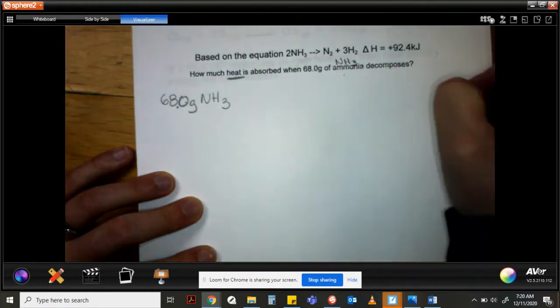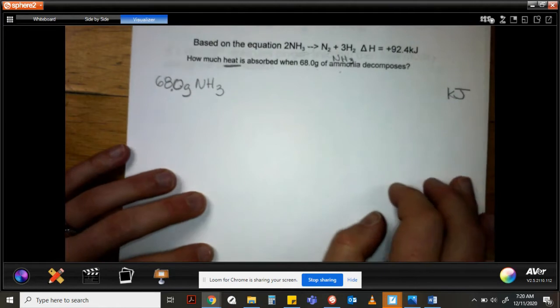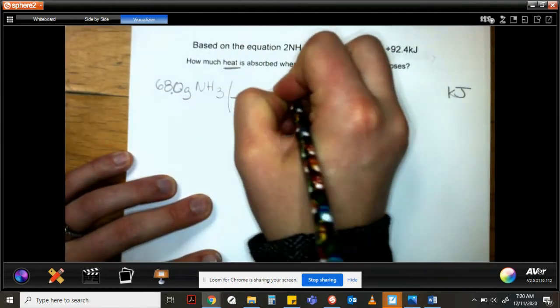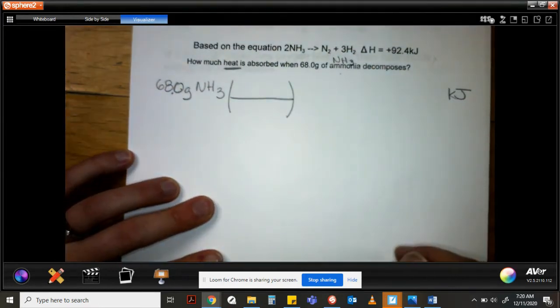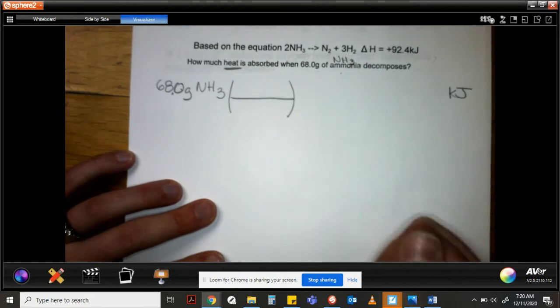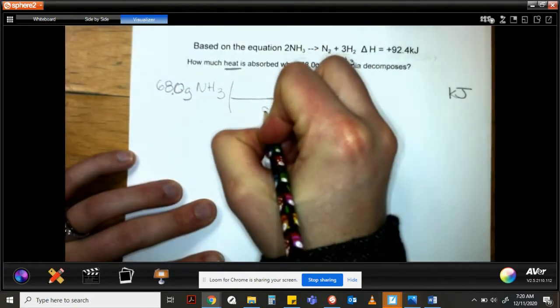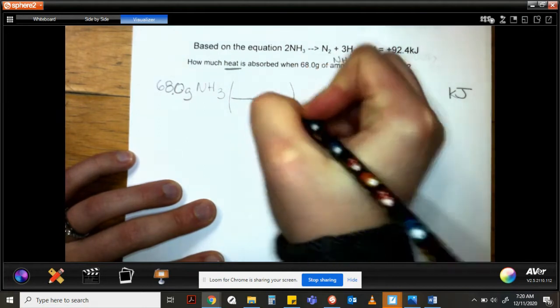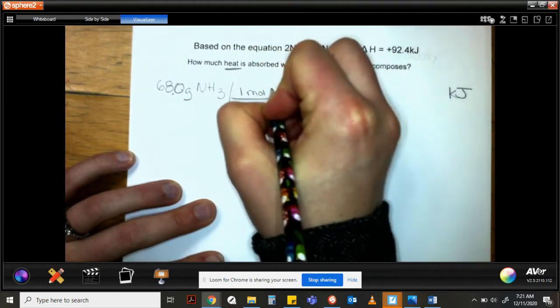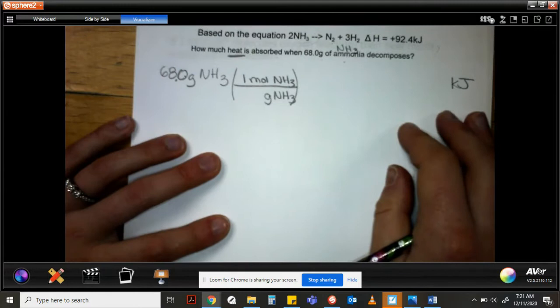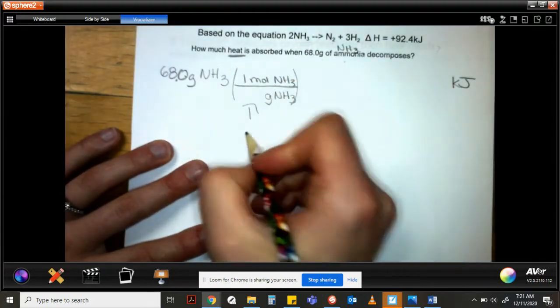again, we're asked to find our heat, so we're looking for kilojoules. Can we go from grams to kilojoules directly? Absolutely not. When in doubt, solve for moles. So you've got grams of NH3 and your 1 mole of NH3 here. Again, this is coming from the periodic table.